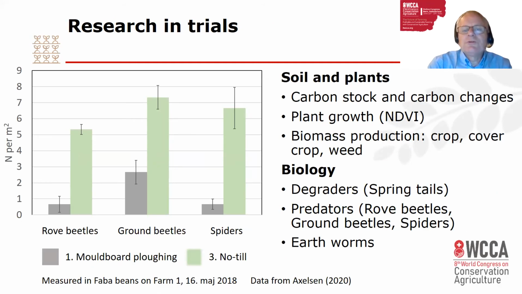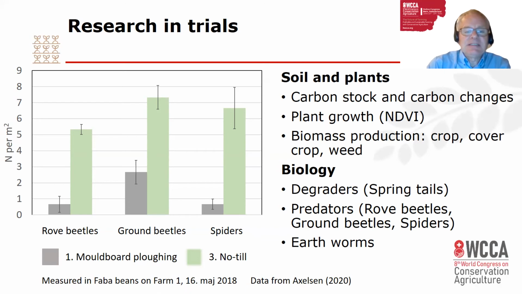Researchers both from Aarhus University and Copenhagen University were invited into the project. There will be a publication summing up all the results on soil and plants, including change in carbon content, plant growth, and biomass production. The only results I will show here are measurements of beetles and spiders. They're both good predators against aphids and other insects.